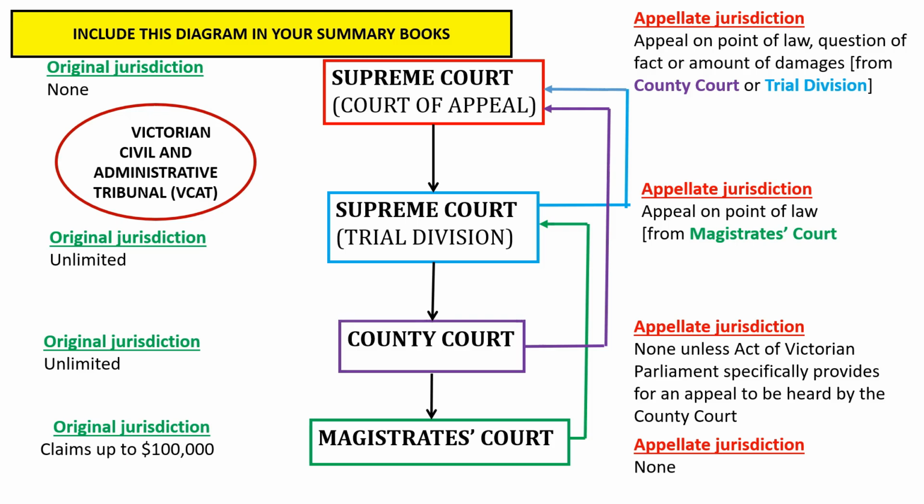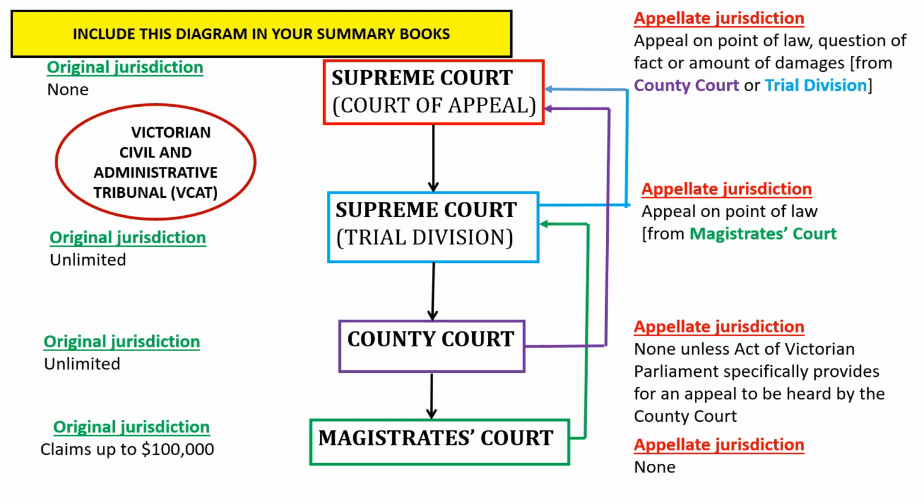VCAT is not a part of the Victorian civil court hierarchy because it is not a court. Nonetheless, in some cases, it's possible for a party who has a civil dispute decided by VCAT to appeal from the decision of VCAT to either the trial division or the Court of Appeal.